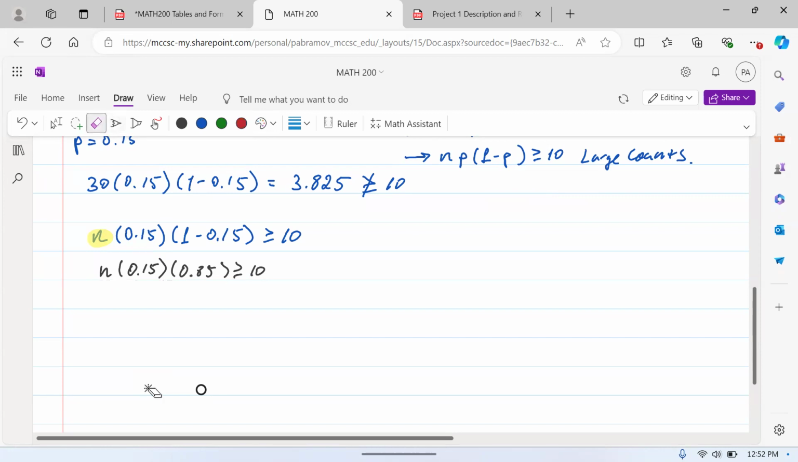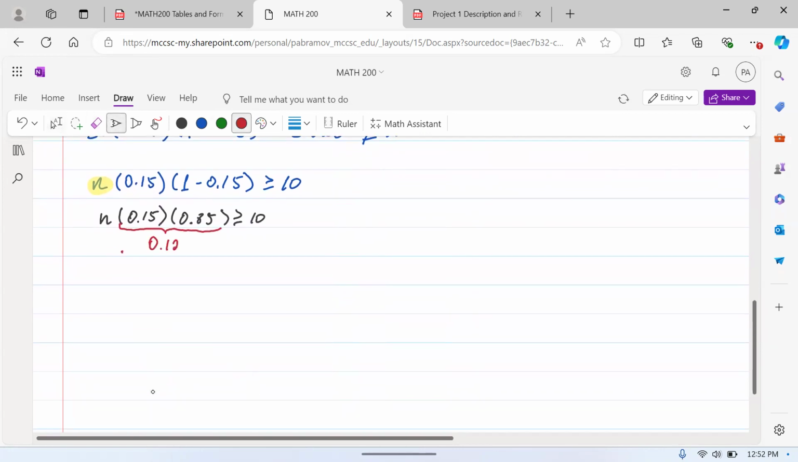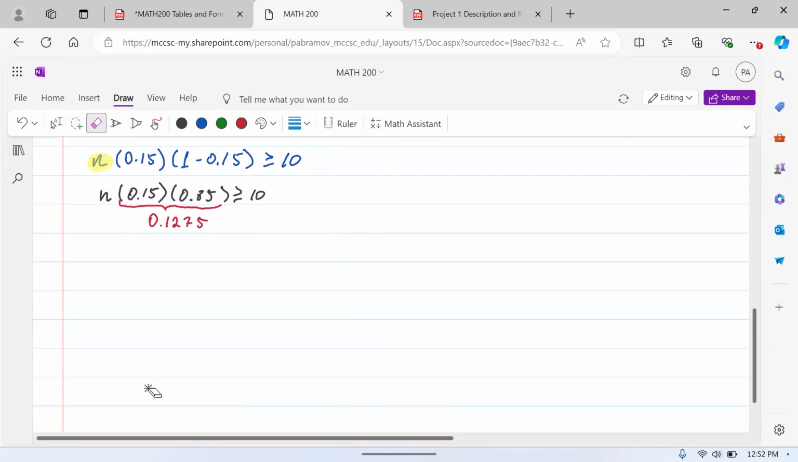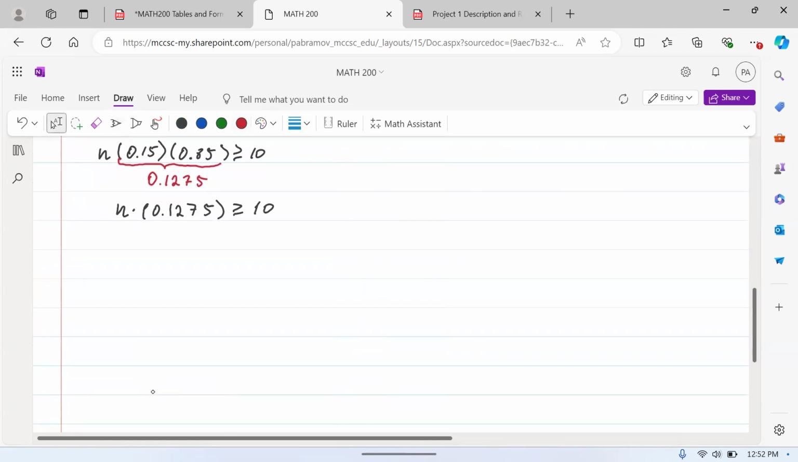So if we multiply these two decimals together, we will get 0.1275. And please don't round this, because if you round this, your overall answer will be a little bit off, and that could cause you getting the wrong solution. So it's going to be n times 0.1275 greater or equal to 10. And now we have to divide both sides by 0.1275.